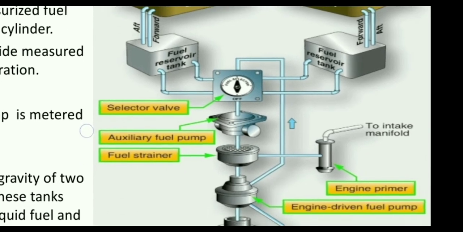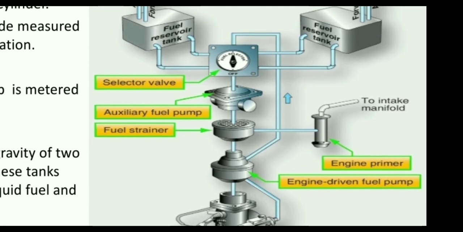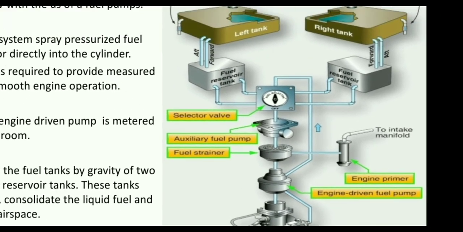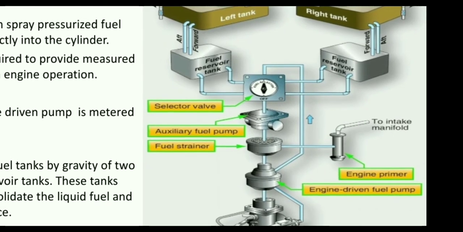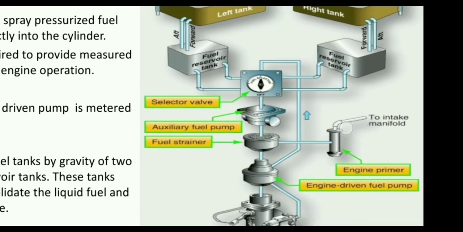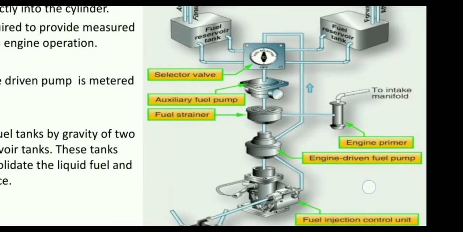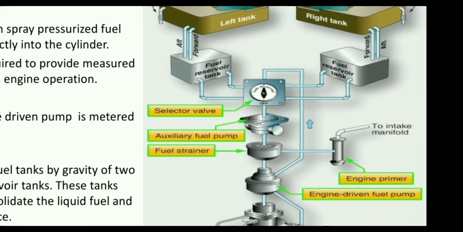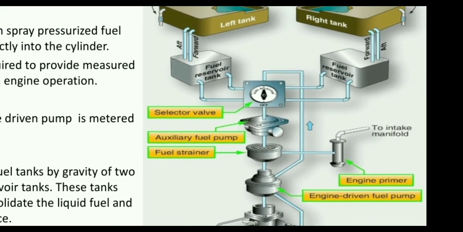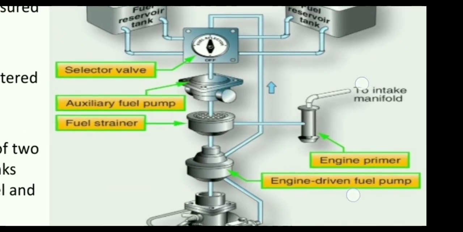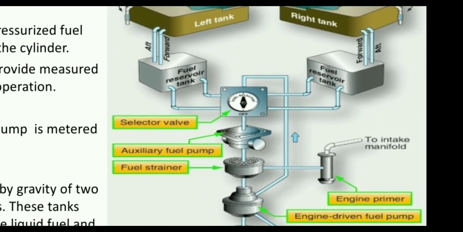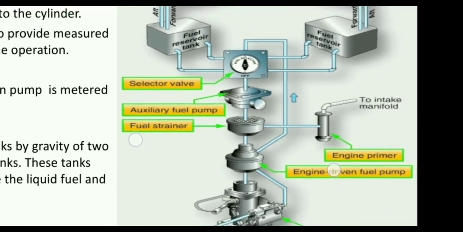So after that we come to the auxiliary fuel pump. The auxiliary fuel pump is also used to pump the fuel to the strainer. And we come to the strainer. The strainer is used for removing the dust particles. And after that, to the intake manifold, there is an engine primer and the engine driven fuel pump.